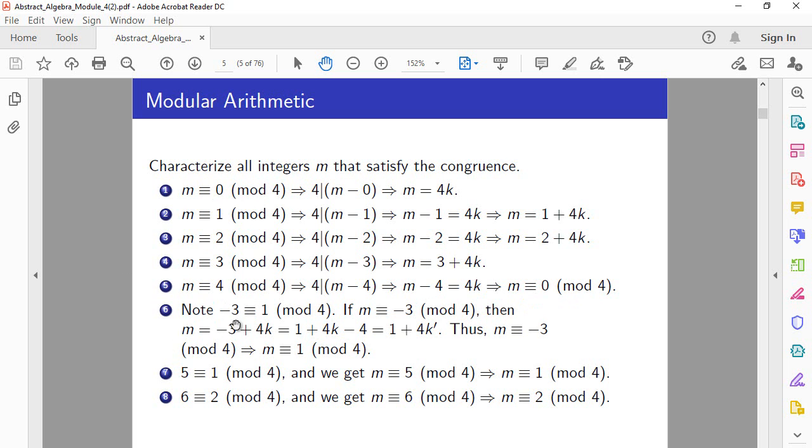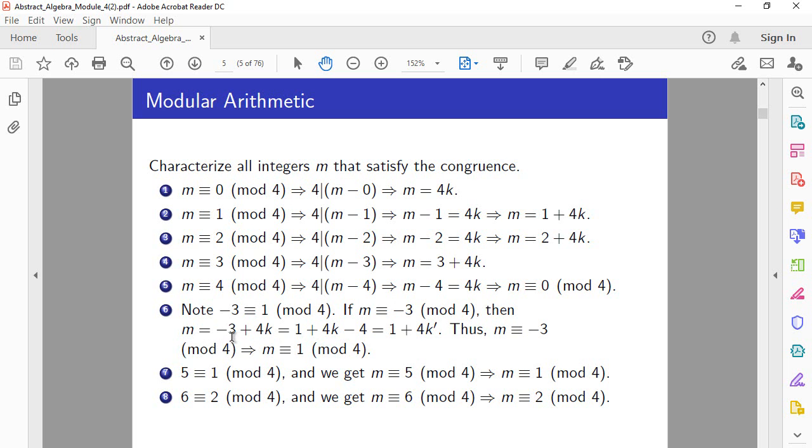Okay, so notice that negative 3 is congruent to 1 mod 4, because negative 3 minus 1 would be negative 4, and that's divisible by 4. Now, if m is congruent to negative 3, then I want to show that m is congruent to 1. So if m is congruent to negative 3 mod 4, then m would be negative 3 plus a multiple of 4.